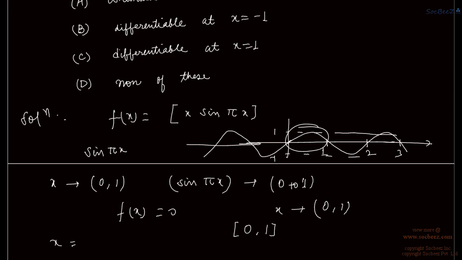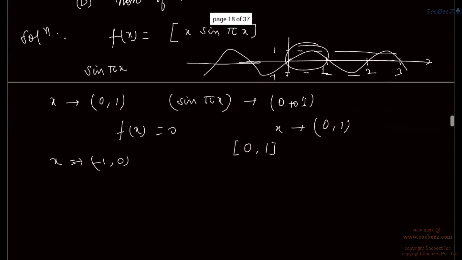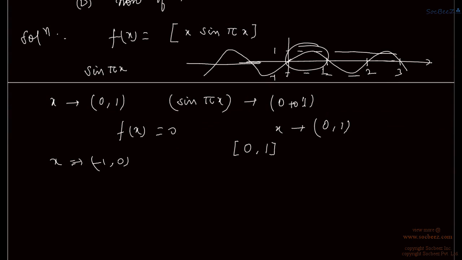And for x from -1 to 0, if we check, then we see that if x is negative, then sin pi x from -1 to 0 is also negative, right? Sin pi x is also negative. So both will result in a positive. So here also greatest integer of x sin pi x, when x is from -1 to 0, is again 0, right?